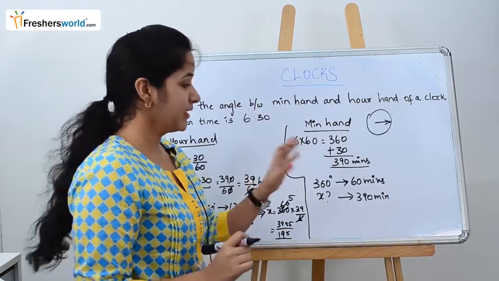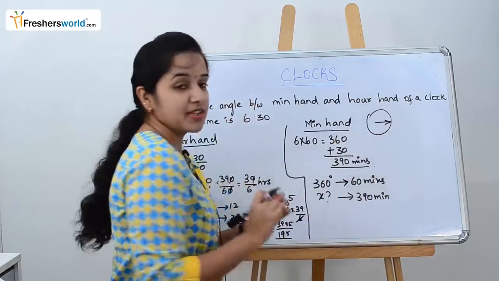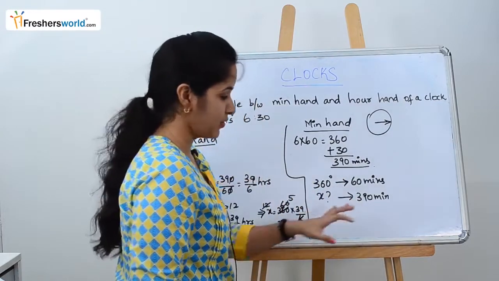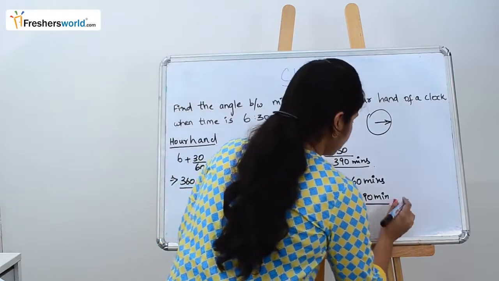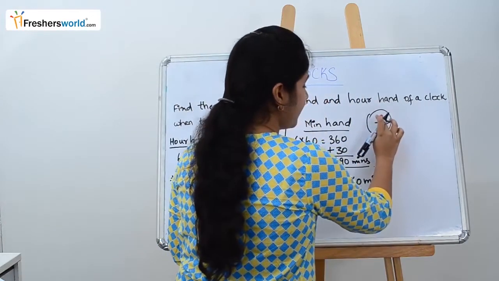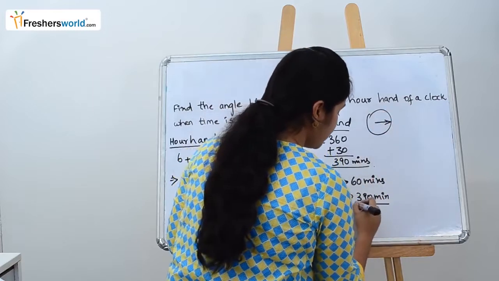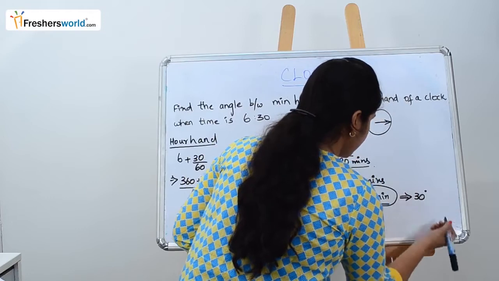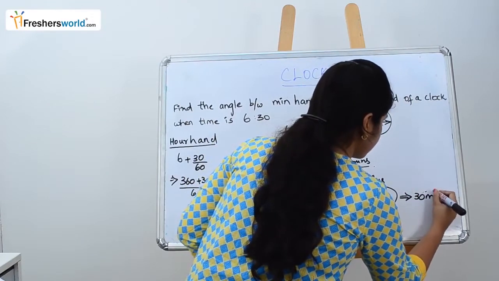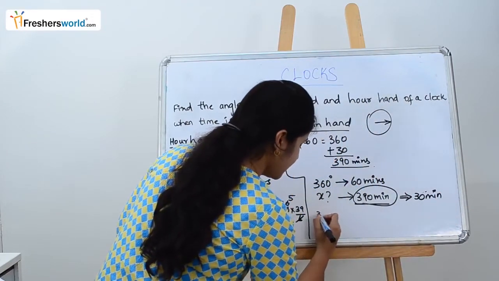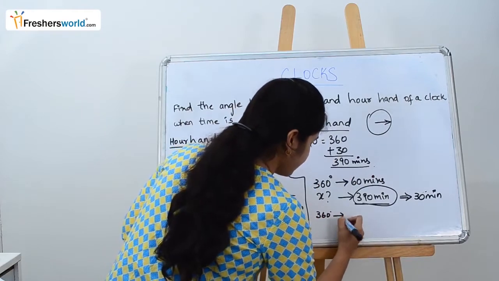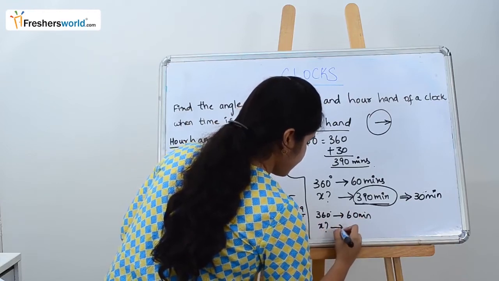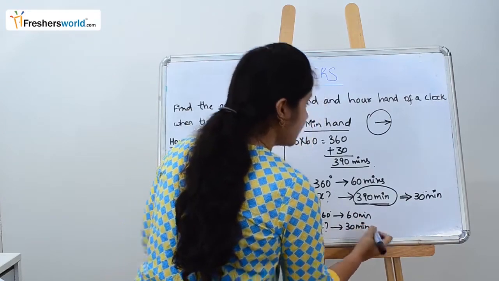The minute hand moves 360 degrees every 60 minutes. If we multiply this, we are going to get a very huge number. So what if we do this here? Every 60 minutes it is going to move a full circle, so we don't have to find it for the whole of 390 minutes. It is enough if we find it for the 30 minutes. So we rewrite the equation as 360 for 60 minutes, x for 30 minutes.